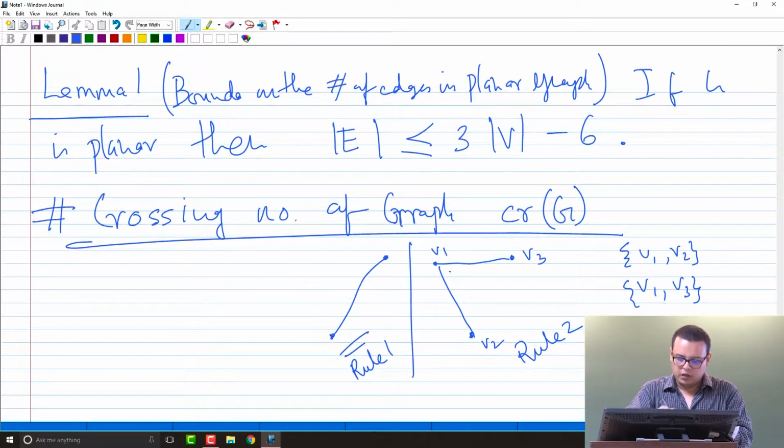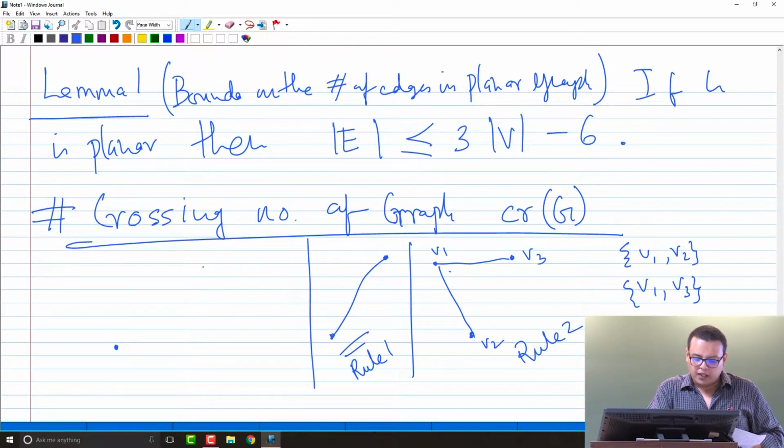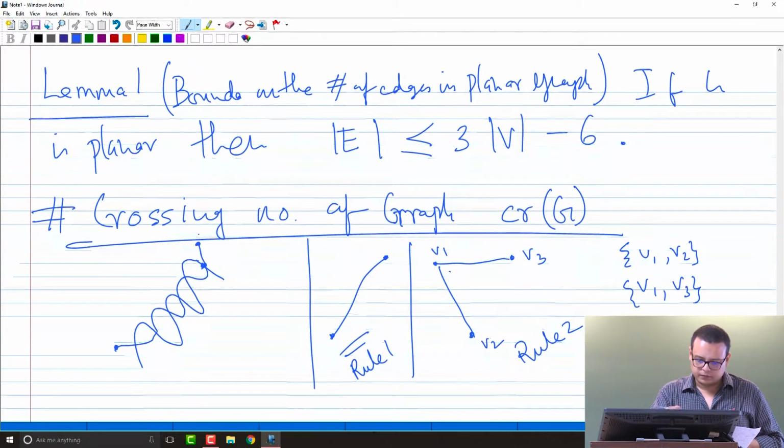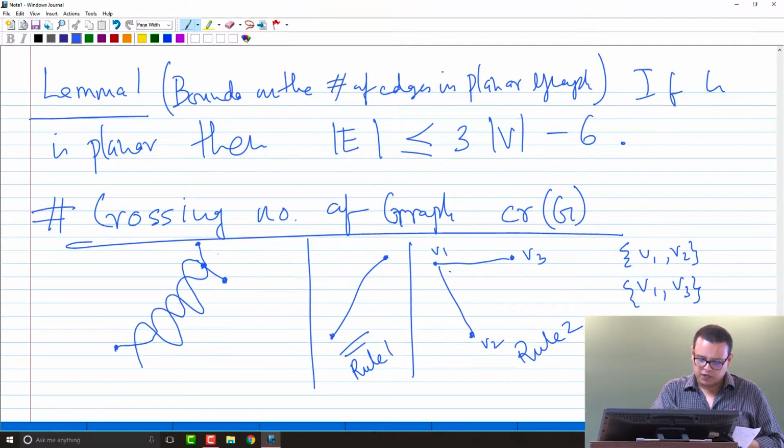Another rule is, what kind of edges are allowed to cross, by the way? Each edge will have a corresponding vertex pair. Two edges are allowed to cross if their vertex pairs are disjoint. So this thing can happen. This is one vertex, this is one vertex, this is one vertex, forget about this part.